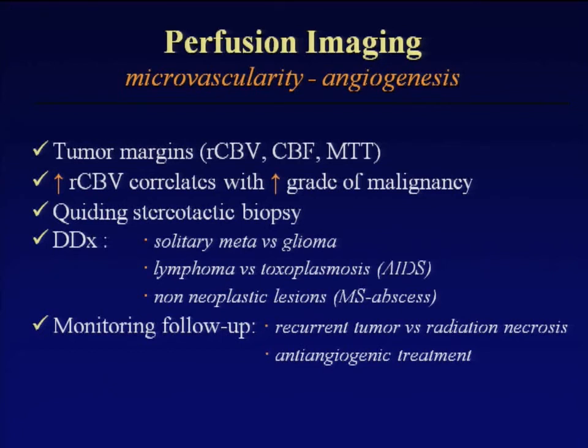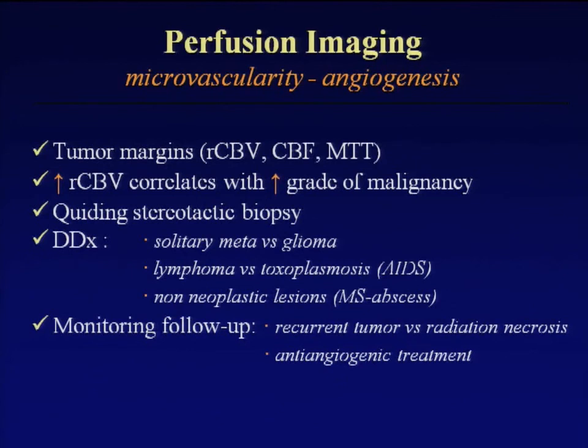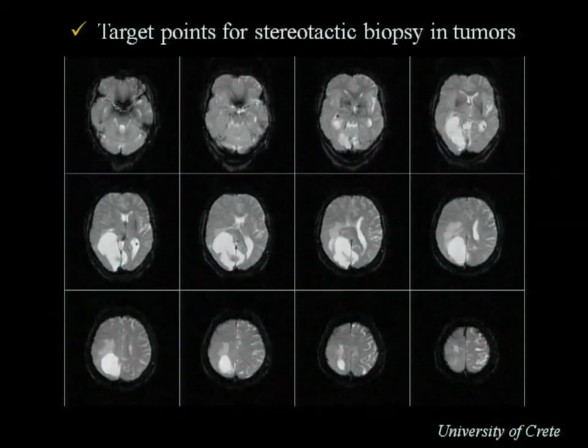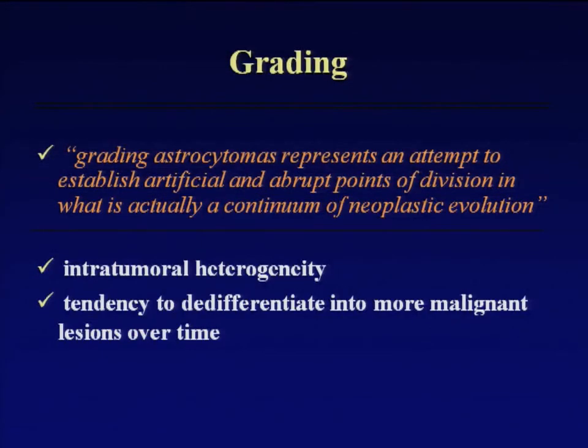So by using perfusion, we may differentiate solitary versus metastatic disease versus glioma, lymphoma versus toxoplasmosis in AIDS patients, non-neoplastic lesions, and monitor follow-up. Many people use the images of contrast-enhanced MRI to guide the biopsies, but the correct thing is to use the maps, as you see here, superimposing the perfusion maps on the most malignant part of the tumor. Trying to grade astrocytomas and gliomas is a very difficult task. Sometimes it's impossible. And this is due to two reasons.